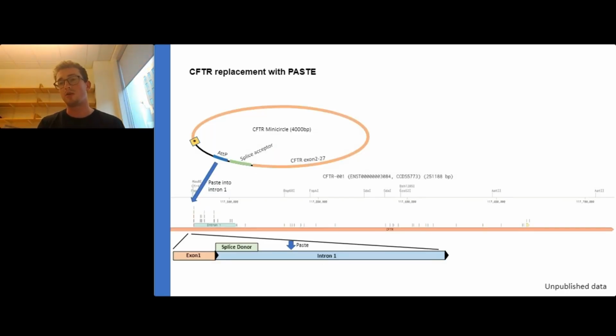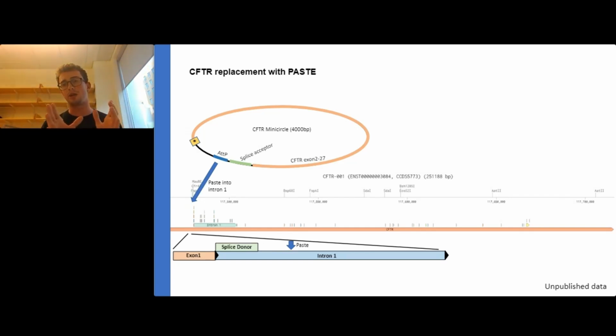So what we've started looking at is trying to replace portions of the CFTR gene. And when I say portions, we're effectively replacing all of the exons of cystic fibrosis transmembrane receptor with a single PASTE cargo. And the way that we're going to do this is by inserting our payload containing the entire length of the gene into the first intron of the CFTR gene.